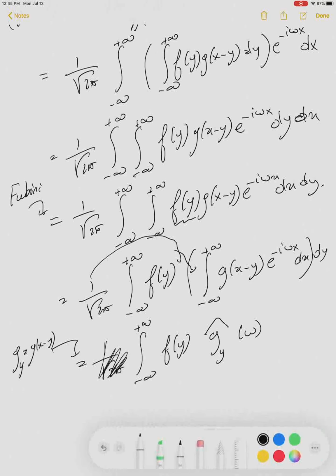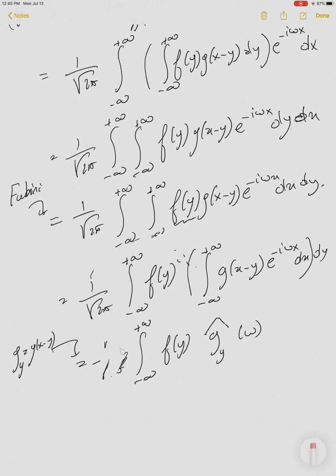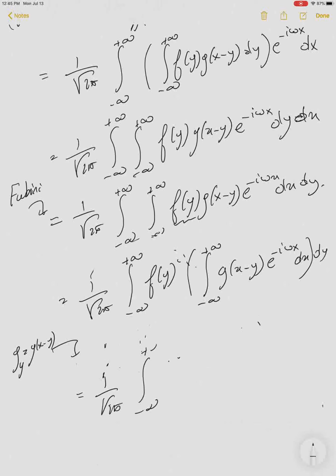Okay. And if you didn't like it, which you were right, so maybe let's do it one step before that. So this is equal to 1 over square root of 2 pi integral from minus infinity to plus infinity f of y, and here this is integral from minus infinity to plus infinity g sub y at x e to the minus i omega x dx dy. But this is the Fourier transform, but I need 1 over square root of 2 pi, and so I should multiply by square root of 2 pi.